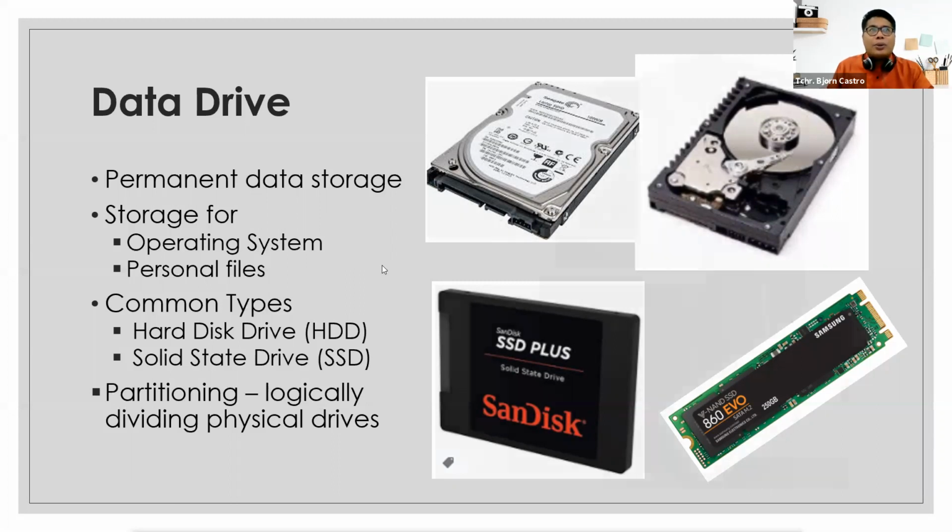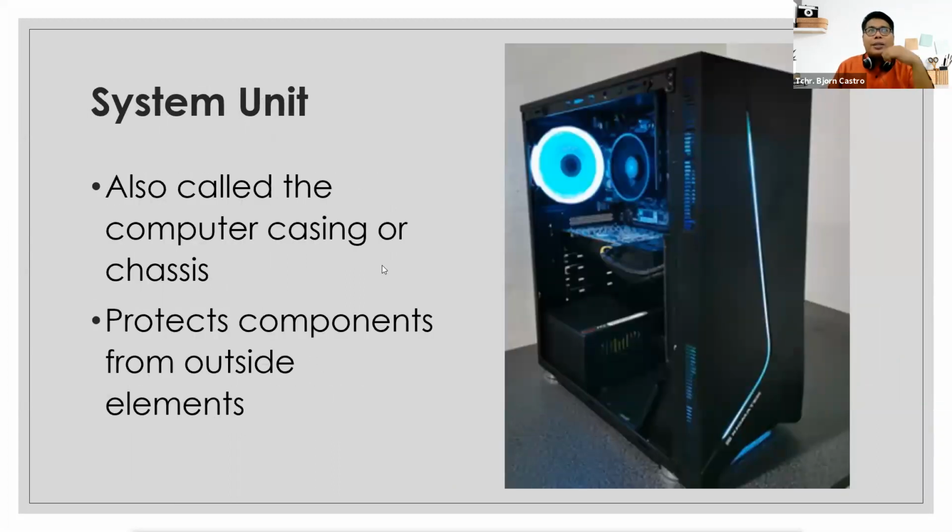Okay, again. So, let us begin again with the system unit. The system unit is the computer casing of your desktop computer. It protects the elements inside from the harsh outside environment. The main board is screwed to your system unit for protection.